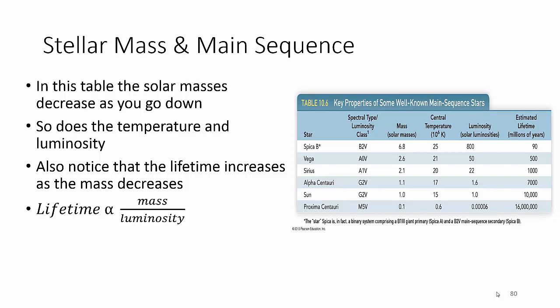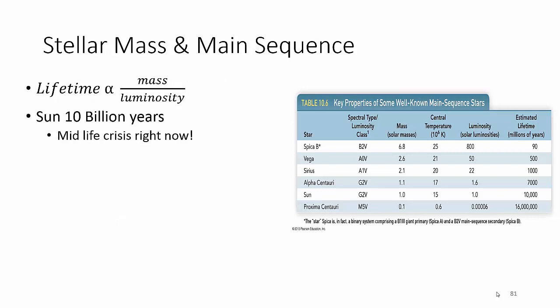This is what it's saying with stars. The smaller the star, the longer that star is going to last. So our sun is in the middle. Our sun should last 10 billion years. It's pretty much around 4.5 right now. So we're at the midlife crisis of the sun.